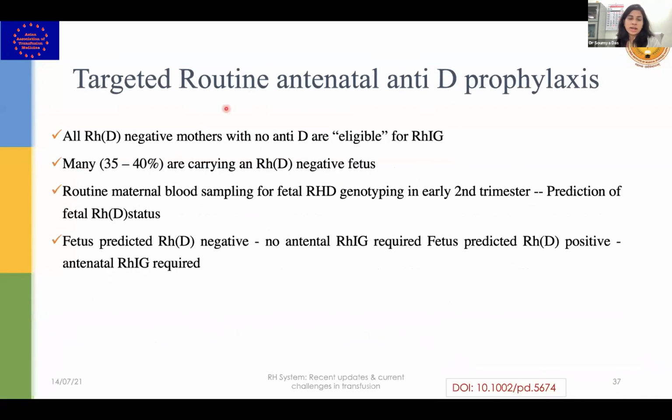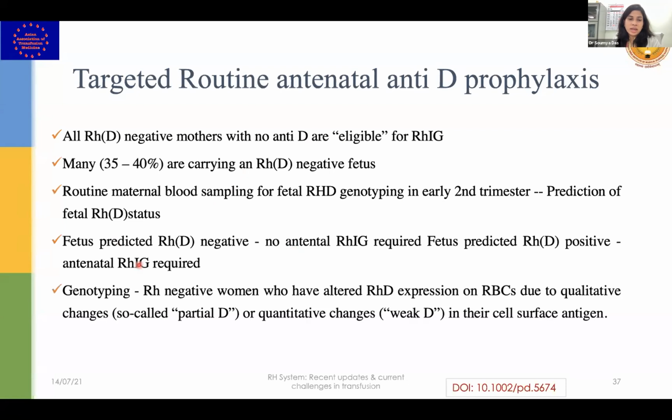A new strategy is targeted routine antenatal anti-D prophylaxis, which states that all RhD negative mothers with no anti-D are eligible for Rh immunoglobulin, because almost 35 to 40% of RhD negative mothers carry an RhD positive fetus. Routine maternal blood sampling for fetal RhD genotyping early in the second trimester will help in prediction of the fetal RhD status. And if the fetus is negative, no antenatal RhIg is required. If it is positive, we need to administer the RhIg.